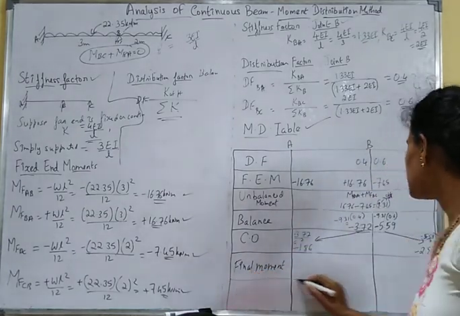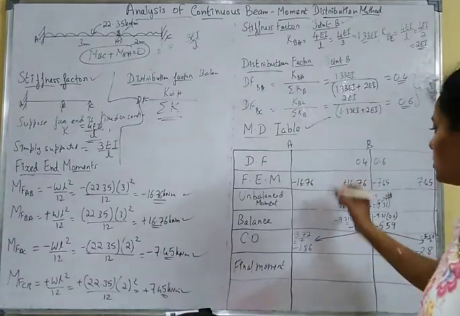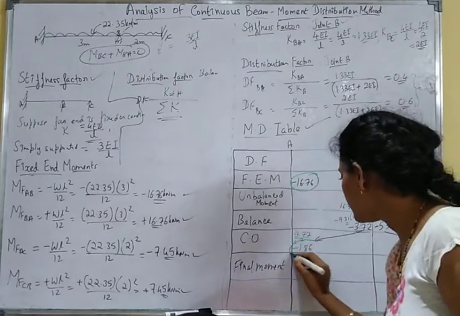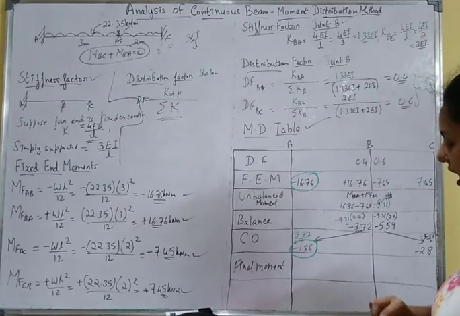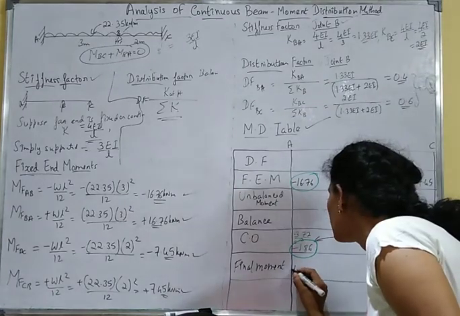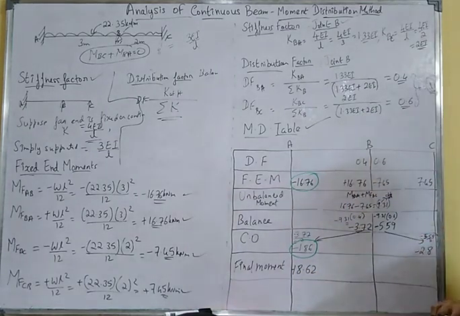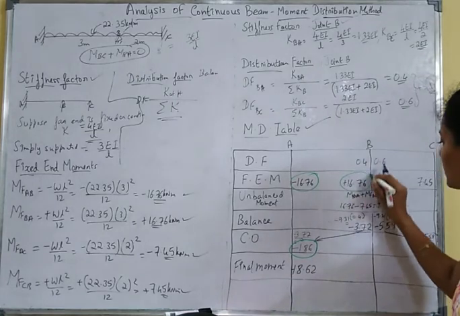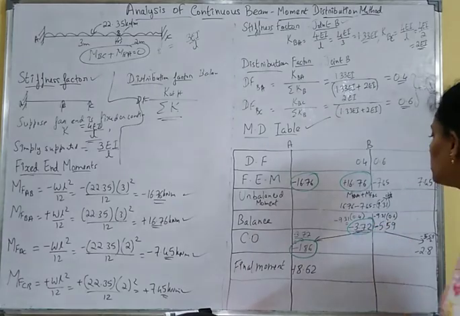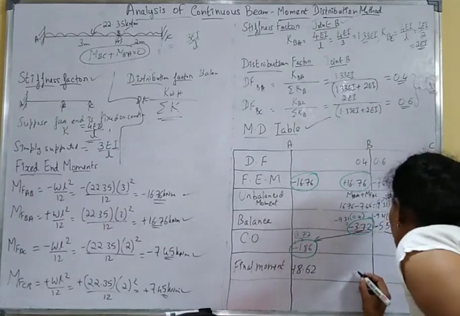So the final moment is the summation of the joint moments. Here you have the fixed end moment and here you have the carryover. Add this, minus 16.76 minus 1.86, you will have minus 18.62. Then add the fixed end moment over here and this balance value, you will have 13.04.